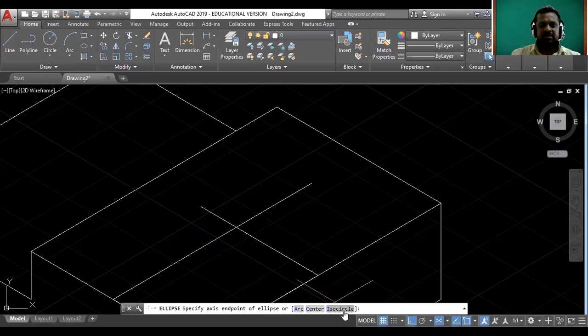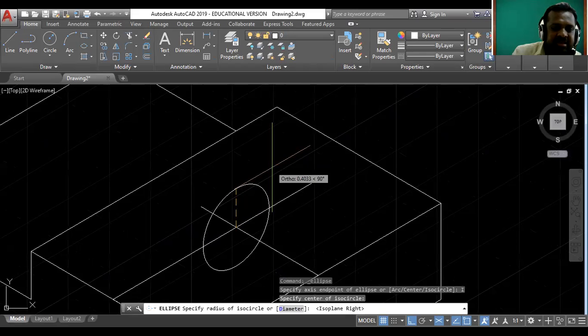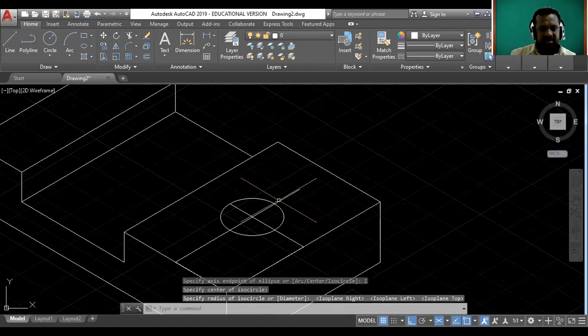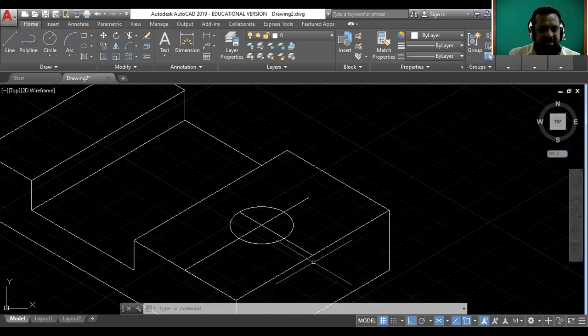Yes, it is visible. Click on that isocircle, and now you can draw the circle. Again, you can change the planes here in this way. In this way also we can draw the circle. In that figure, the diameter of the circle is not given, so you can draw it randomly, no problem. And then trim those helping lines. TR double enter.